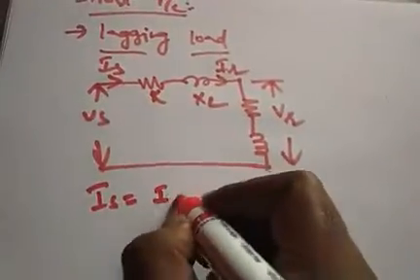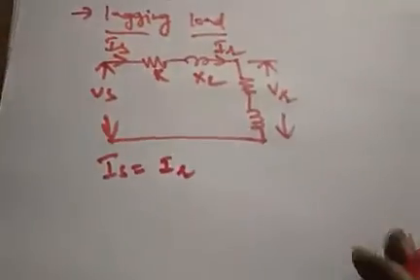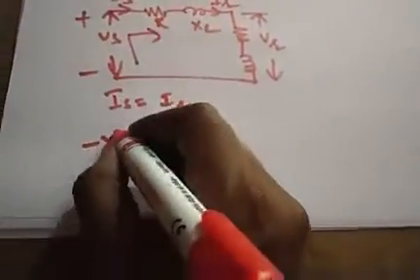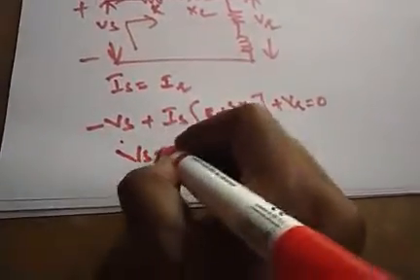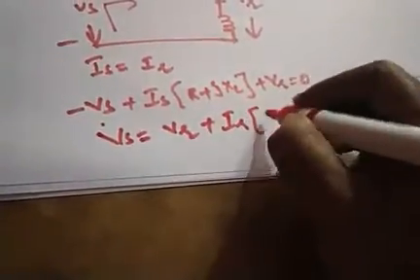Now, what is the equation? You know, Is is equal to IR, the same current will flow. And what is the loop equation? Current will flow like this, minus to plus. Minus Vs plus Is into R plus jXL plus VR is equal to 0. So Vs is equal to VR plus Is, which is nothing but IR, into R plus jXL. Right? And now we'll draw the phasor diagram for the short transmission line.